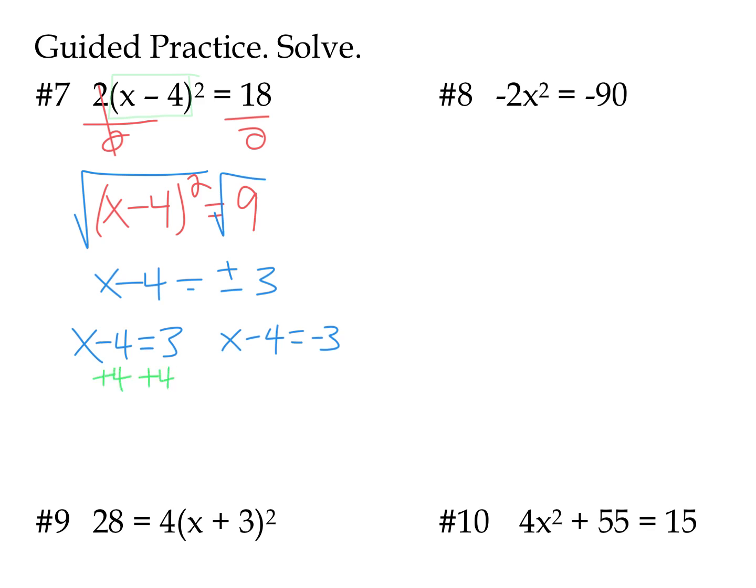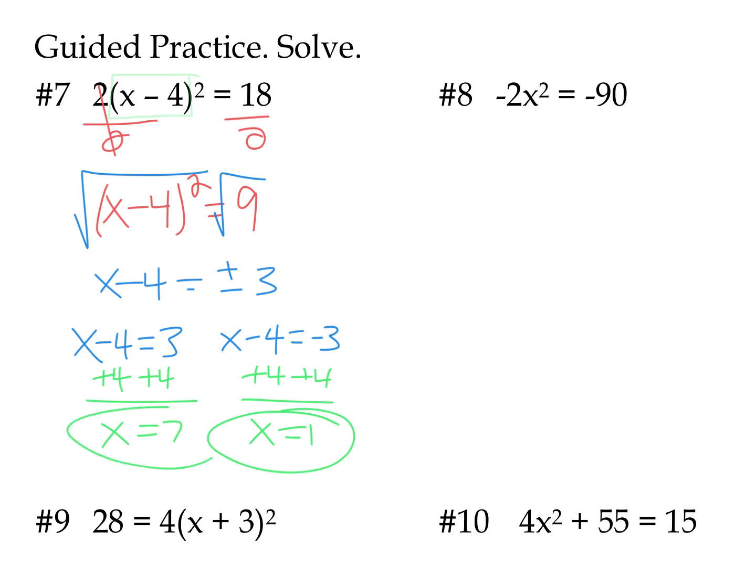So here when I add 4 to both sides, I'll get x equals 7. Here when I add 4 to both sides, I get x equals 1. So 1 and 7 are my 2 solutions to this equation. And keep in mind, I could take those and plug them back in up here.